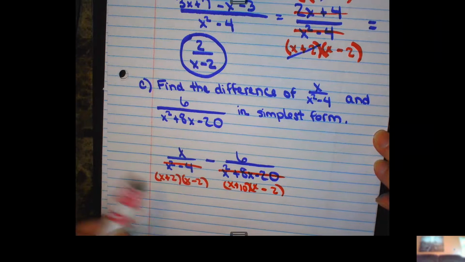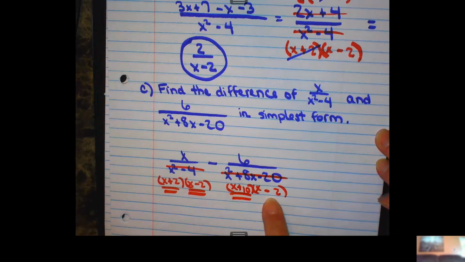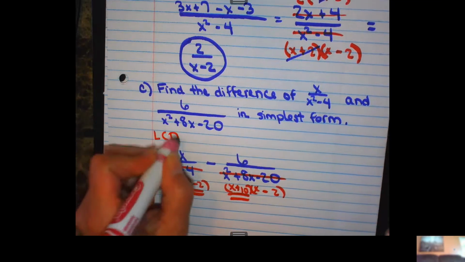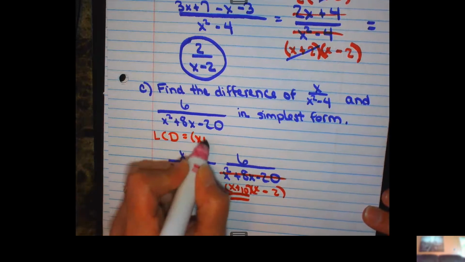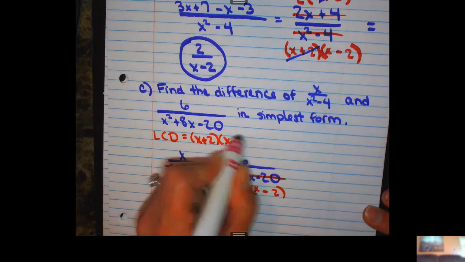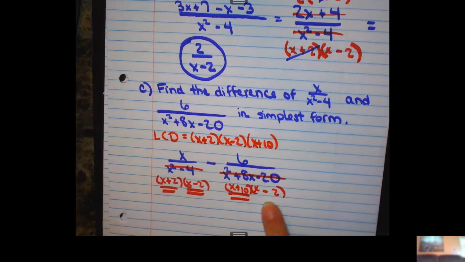So if you notice, we need an x plus 2, an x minus 2, an x plus 10. We already have an x minus 2, so we don't need that. So our LCD, I'm going to put that up top, is everything I just underlined. So we have our x plus 2, our x minus 2, and our x plus 10. And again, I didn't bring this back up because we already had an x minus 2.